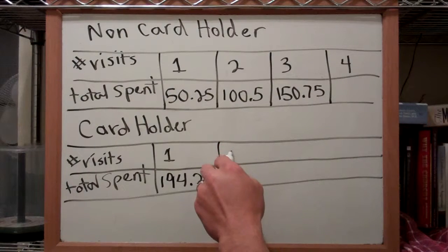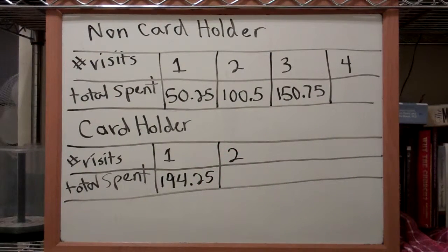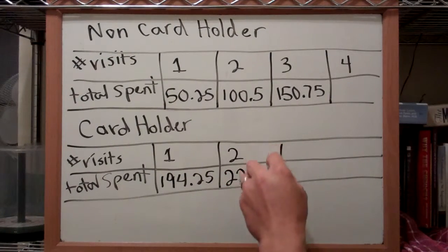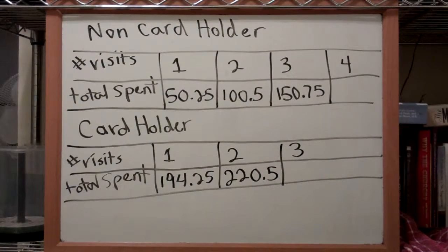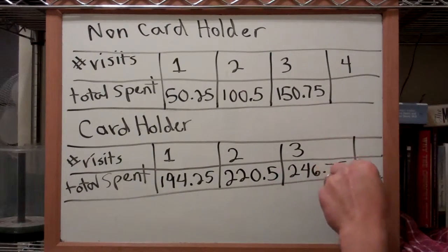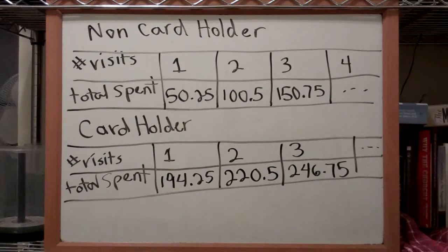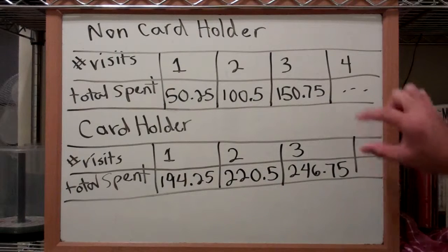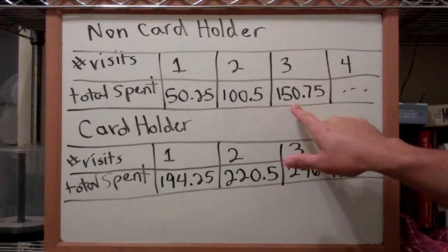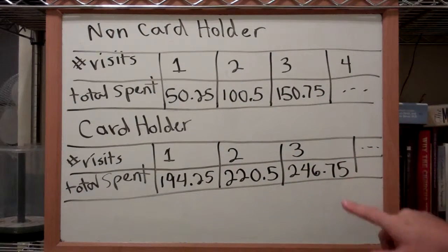So now, each time that they go to the car wash, or to get that oil change and car wash, they only increase by $26.25. So the second visit, they've totally spent this much. The third visit, they would have spent $246.75, and so on and so forth. Okay, so eventually this person is going to catch up to this person because they're increasing at a greater rate here than this person is.